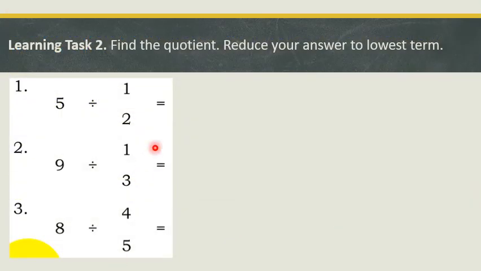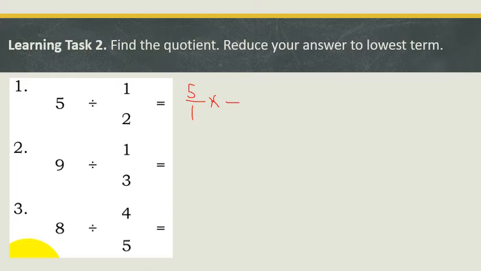Then, learning task 2. Let us find the quotient. Reduce your answer to lowest term. So, paano nga ulit yung rules natin? Since ang 5 ay whole number, gagawin natin siyang fraction. So, ang 5 ay magiging equivalent sa 5 over 1. Division ay gagawin nating multiplication.